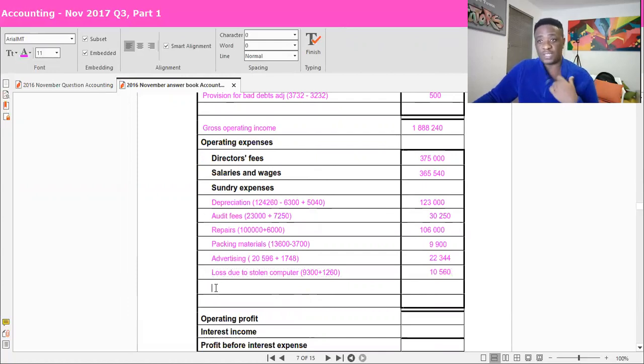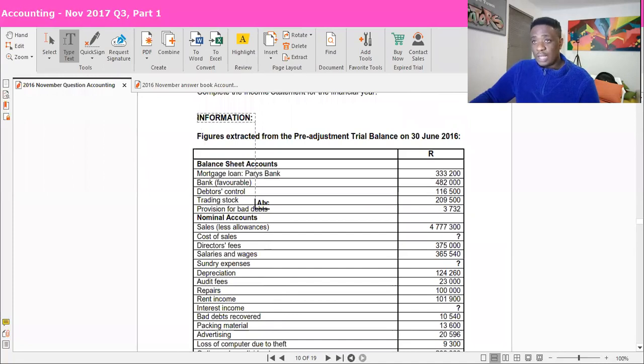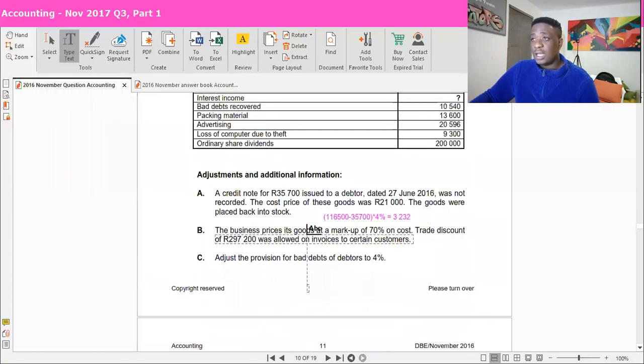And then the last thing that we need to put is the trading stock deficit, which we did calculate in the previous video, but we'll do it again. We're going to calculate it this way. We have stock here of 209,500, and we're also told that the stock that was returned was not recorded at a cost price of 21,000. So we take that 209,500, add 21,000, and that takes us to 230,500, and then you see that they were returned to stock.